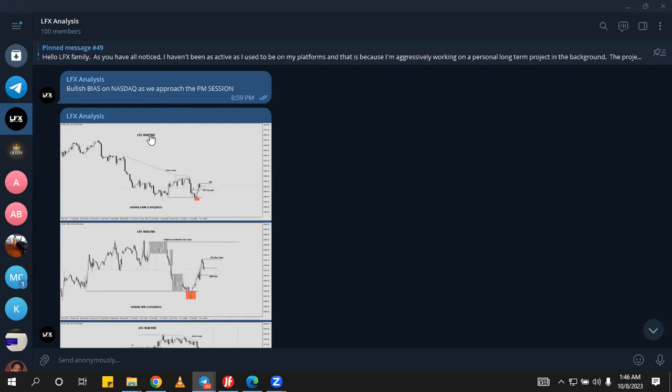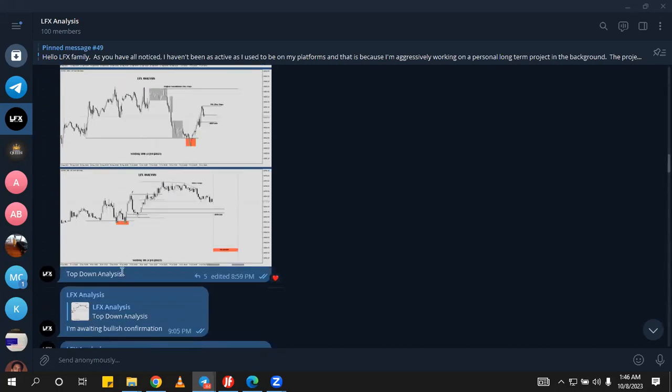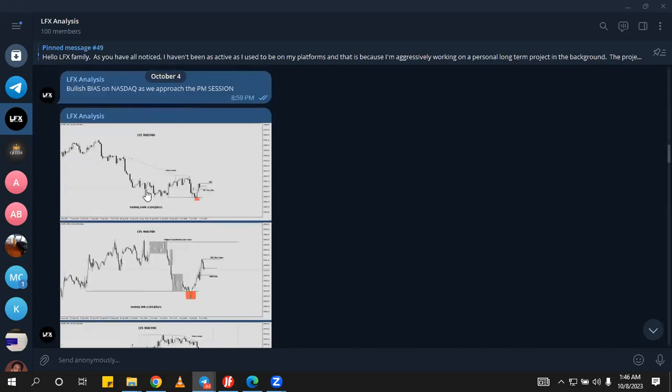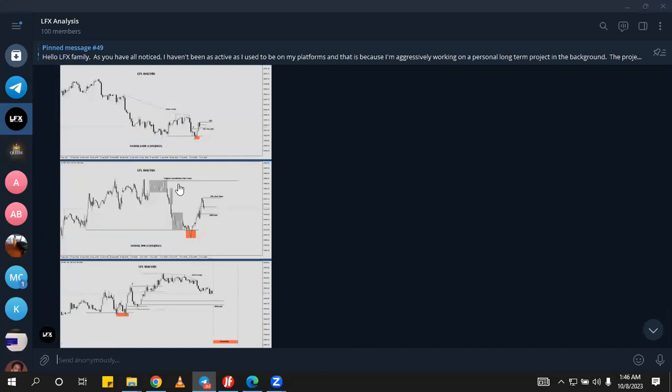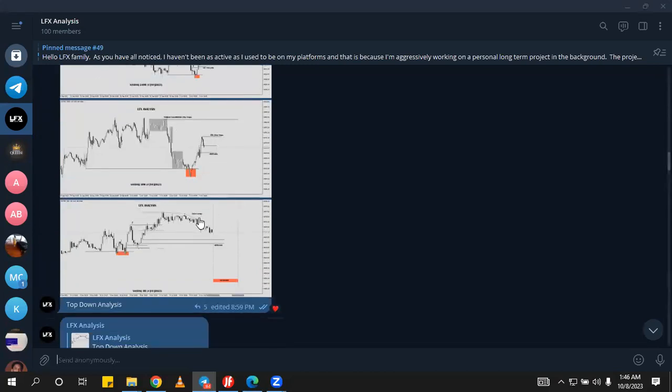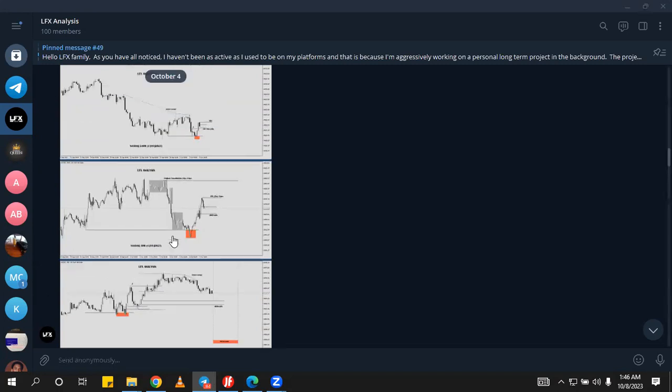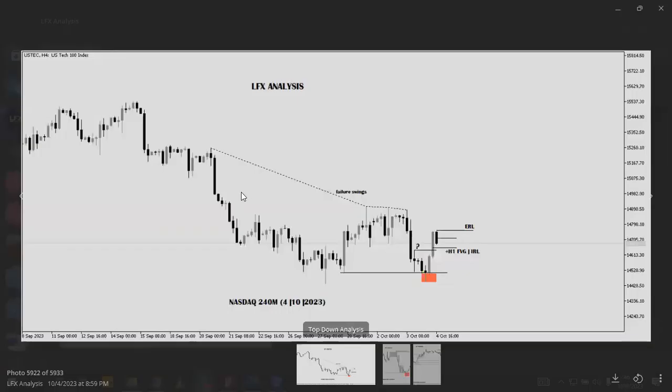So as you can see here, I came up with a top-down analysis. We had the H4 time frame. Then we jumped to the M30 time frame. Then finally, we came up with an analysis on the M3 time frame. So now it's on the 3-minute time frame where we usually get our trade executions.